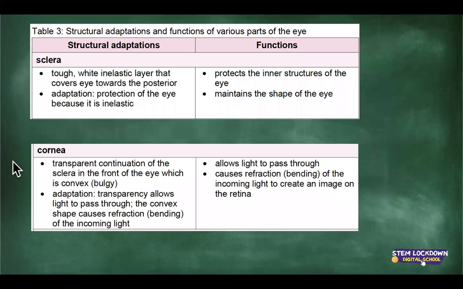So the structural adaptation of the sclera is that it's a tough, white, inelastic layer that covers the eye towards the posterior end. It's the back. Its adaptation is protection of the eye because it is inelastic. It protects the inner structure of the eye and it maintains the shape of the eye. Your cornea is transparent. It allows the light to pass through the convex shape. It causes refraction, so the bending in of light. It allows the light to pass through because it is see-through, and it causes the refraction of light, so an image can be focused on the retina.